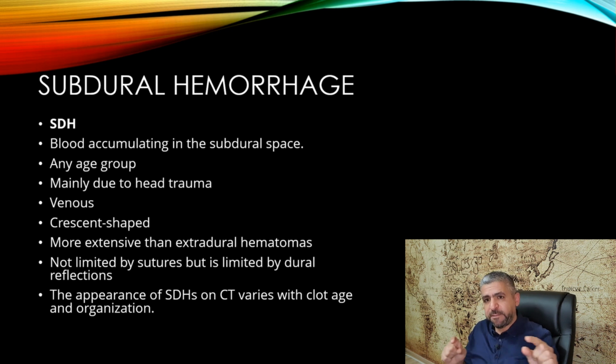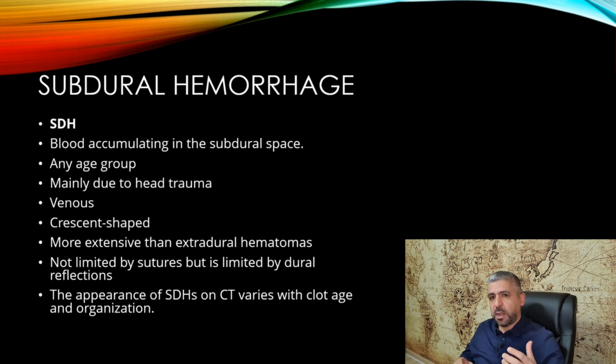And what type of vessel is present in the subdural space? They are mostly veins. And the veins are very thin-walled and very friable and very easy to rupture. So in cases of old people who have diffuse brain atrophy, the subdural space will be big and the veins will be stretched. So any minor trauma might rupture a vein, resulting in subdural hematoma. Sometimes you can't even have a definite history of trauma.